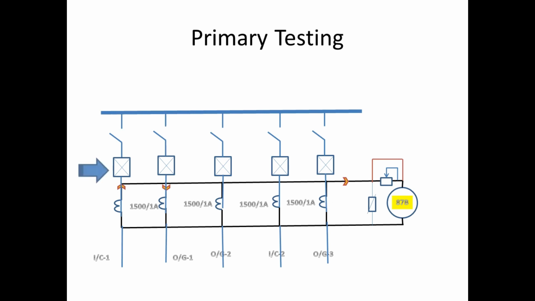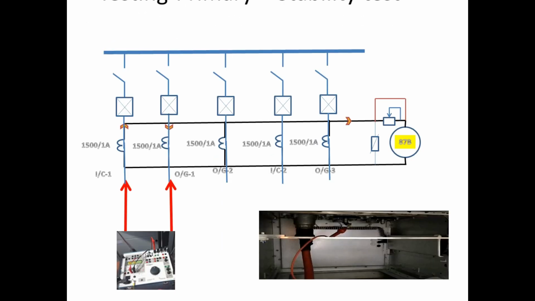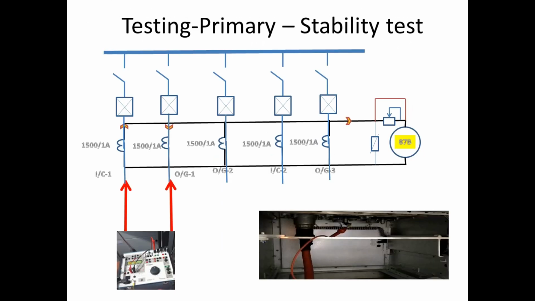Before starting this test, we have to close the isolator and breaker. The important thing is we have to take the relay tripping contact to the primary injection kit. Now we go for testing. Close the isolator and breaker of both feeders.